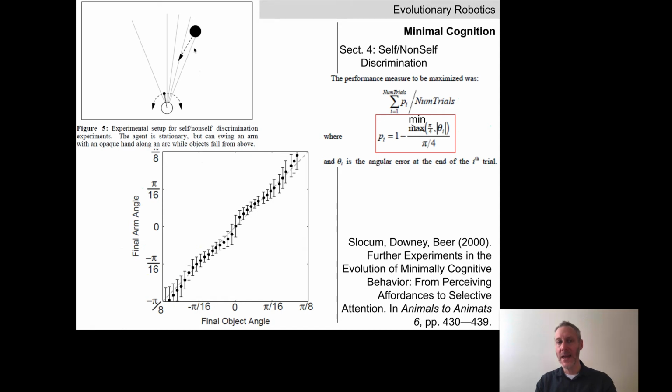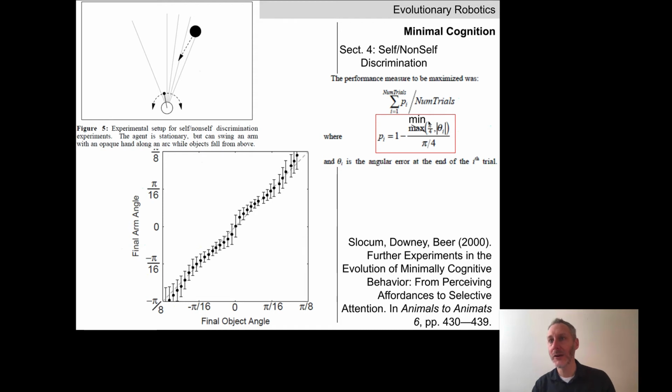The ith trial ends when the black circle hits the dashed semicircle here. When it does, that collision event has its own angle. Where on that semicircle did it hit? And we have another angle, which is the angle of the arm, and we take the difference between these two angles, and we want that difference, or that error, to be 0. We want the angle of the arm to be exactly the same as the angle of collision. Okay, so you'll notice there's one minus here, and there's a ratio.